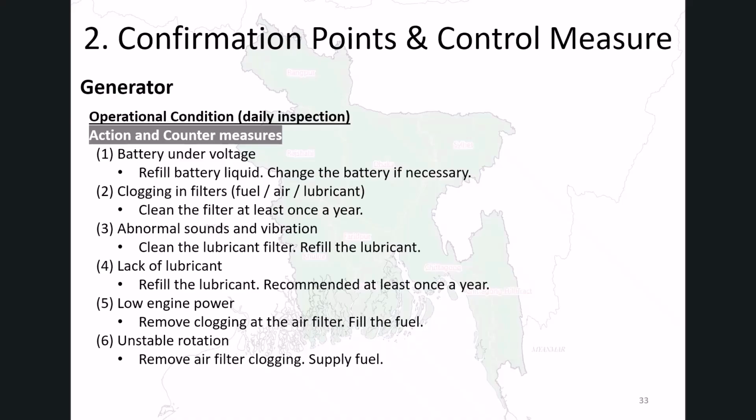Unstable engine rotation can cause voltage and frequency fluctuations, leading to unstable power supply. Prompt corrective action is important to maintain stable generator performance.